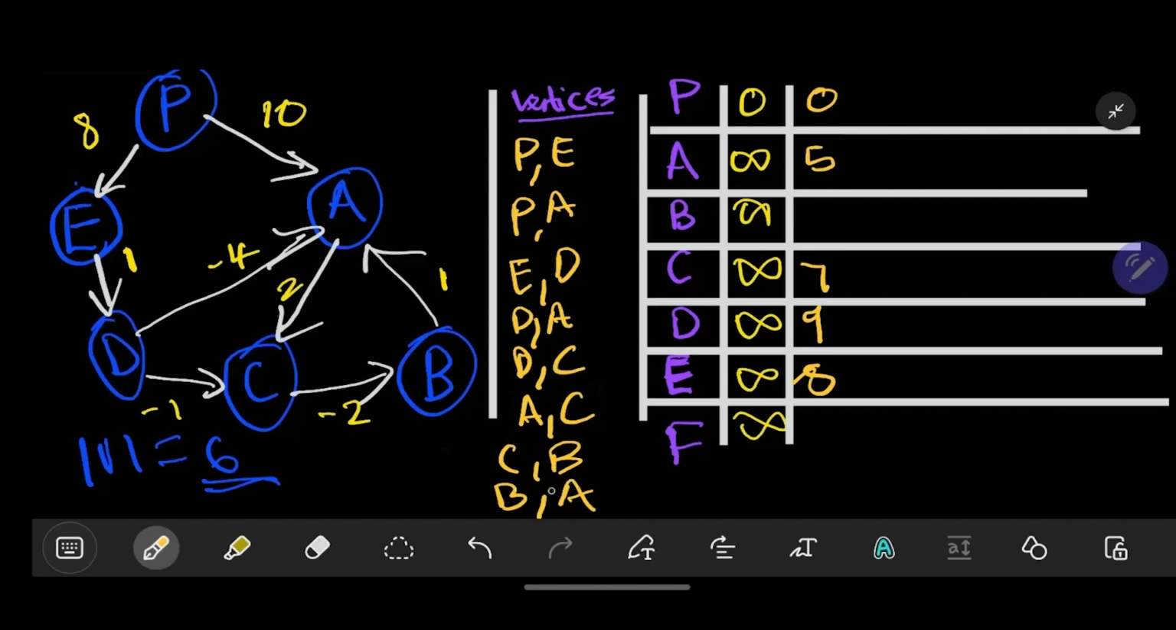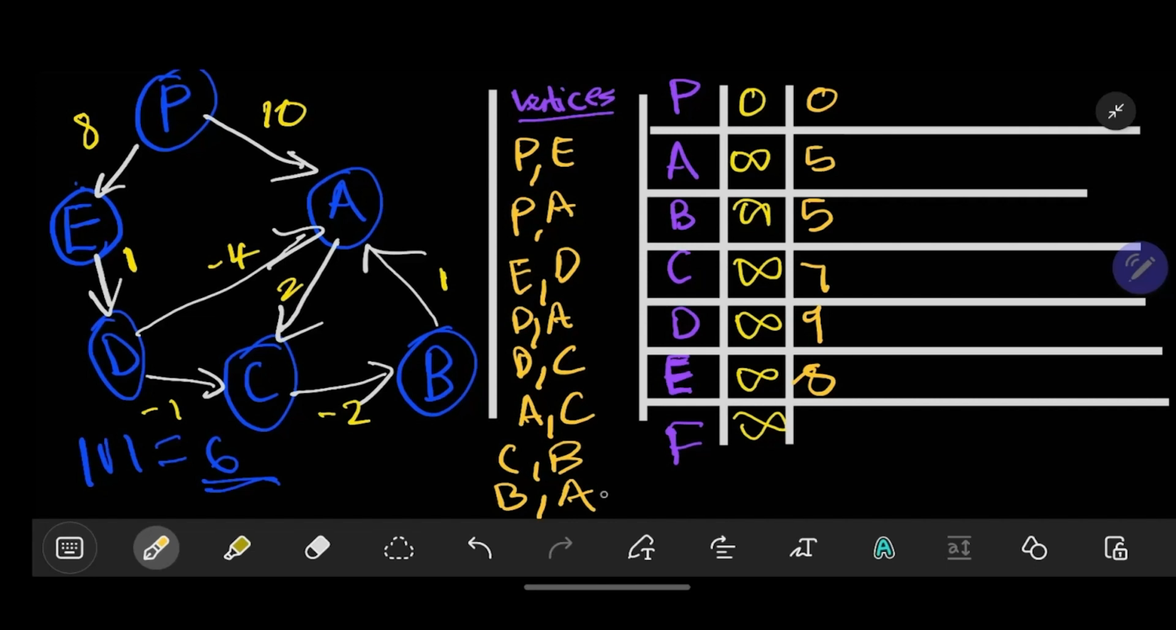We're now going to look at CB, right? So CB is here. We know that C is 7. 7 minus 2 is 5. So this is now 5.